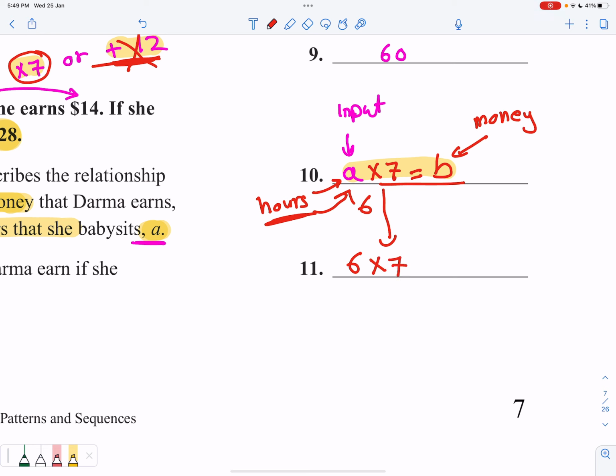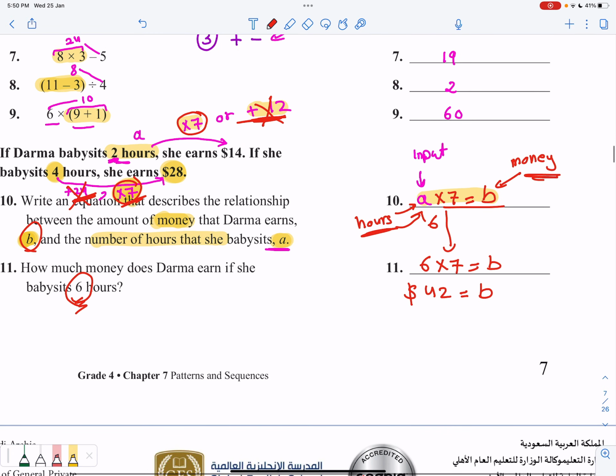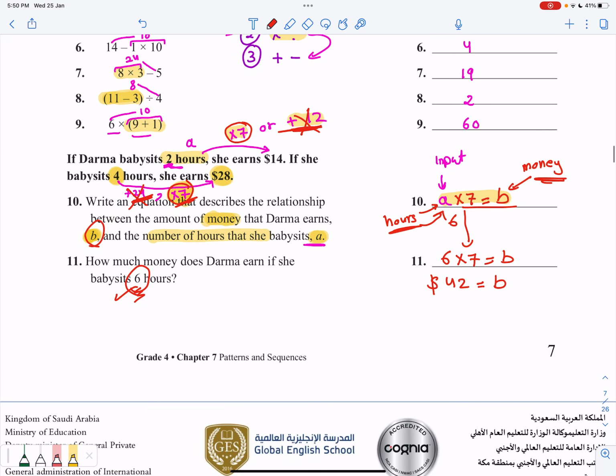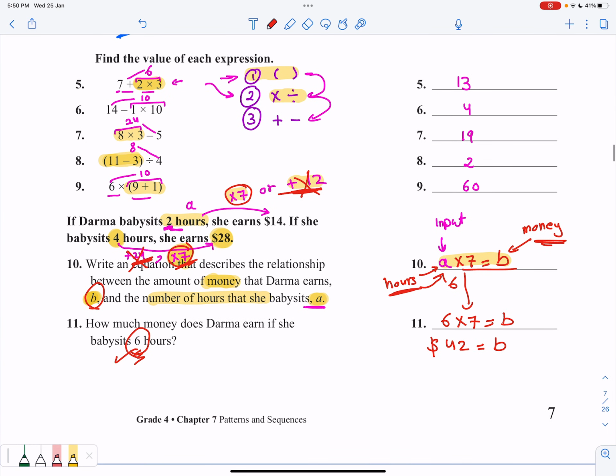Multiplied by 7 equals B. Okay, let's multiply now. 6 times 7 is 42. So B equals 42. Where is B? Don't forget B is money. So she will earn $42 if she babysits for 6 hours. So this is the end of the second page, which is page 7.